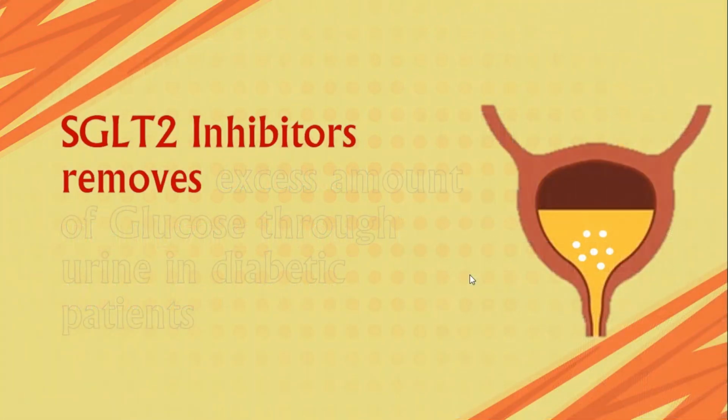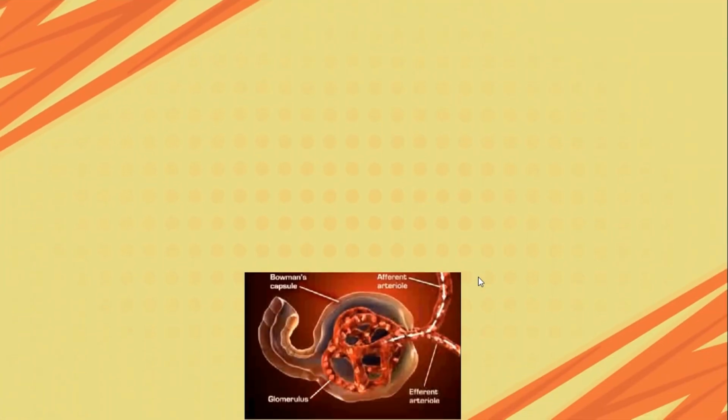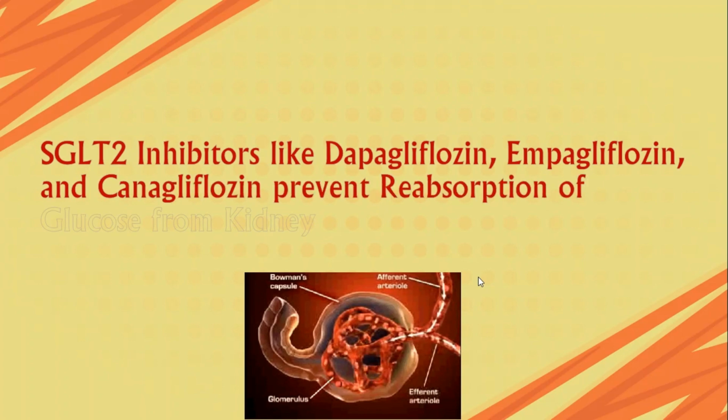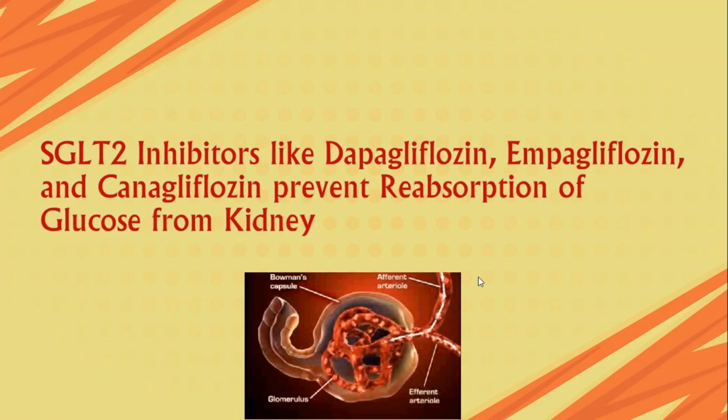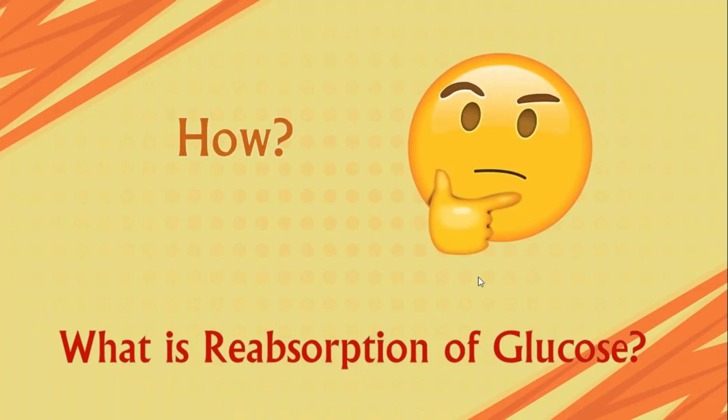Broadly, SGLT2 inhibitors remove the excess amount of glucose through the urine in diabetic patients. SGLT2 inhibitors like dapagliflozin, empagliflozin and canagliflozin prevent reabsorption of glucose from the kidney. So, the question arises over here. What is reabsorption of the glucose? And how does it take place?